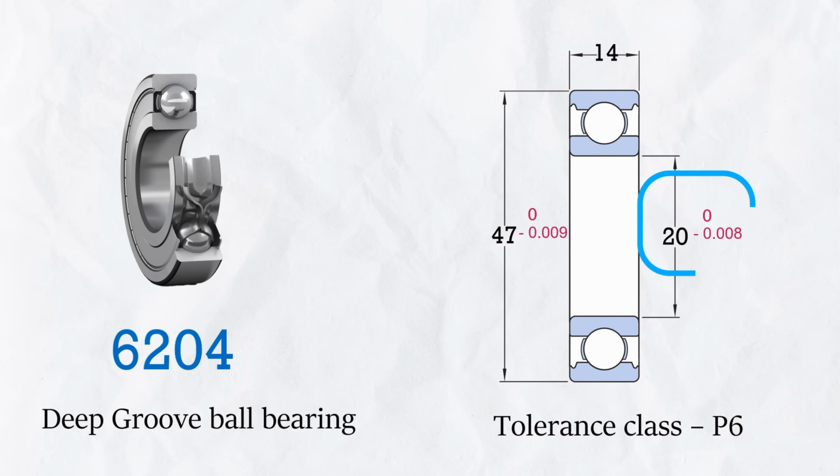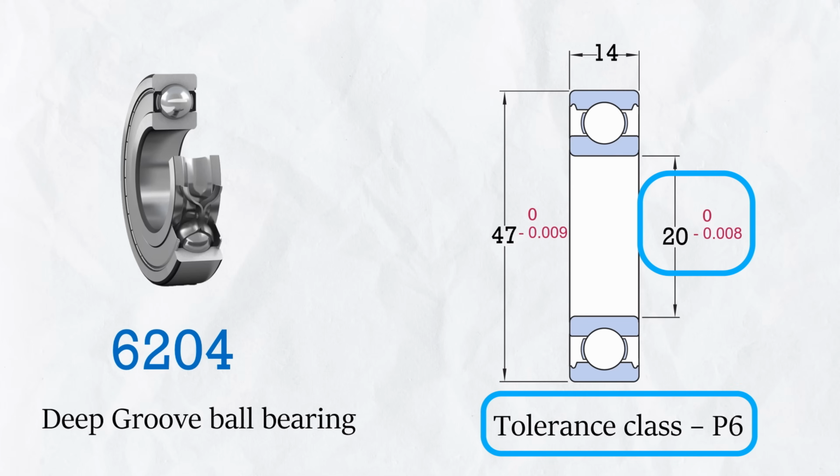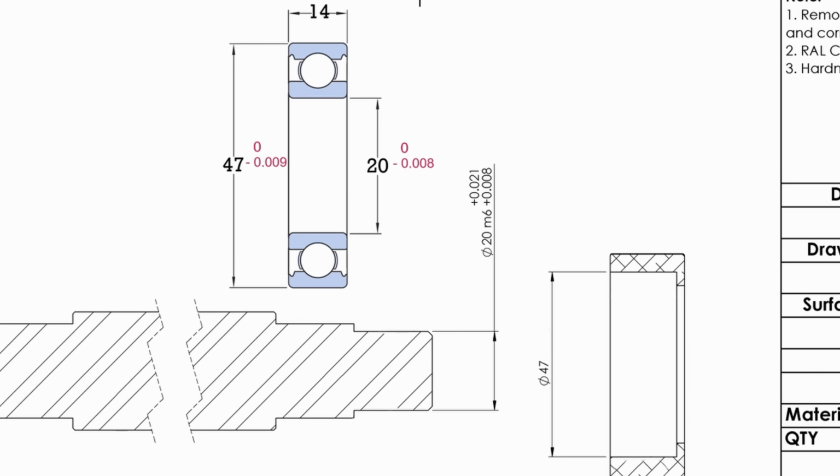And as the bearing inner ring tolerance is 0 to minus 0.008 mm as per the bearing precision grade P6, this will definitely be an interference fit. I hope now this is so much clearer to you.